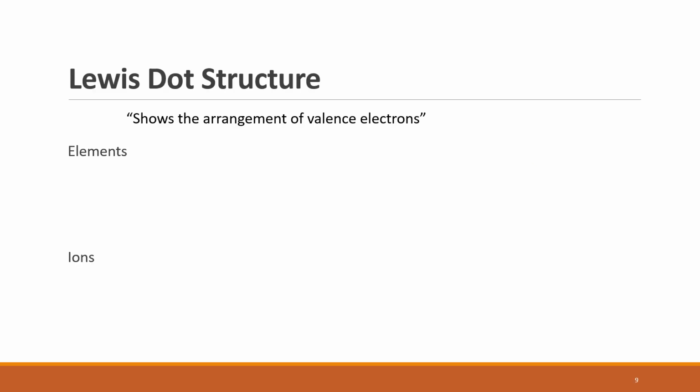Oftentimes we want to represent atoms and their valence electrons, and we don't want to draw a depiction of the atom similar to one on the previous slide where we have to draw all of the rings, including everything. So instead what we do is we draw what we call a Lewis dot structure. And a Lewis dot structure shows the arrangement of the valence electrons along with the element symbol.